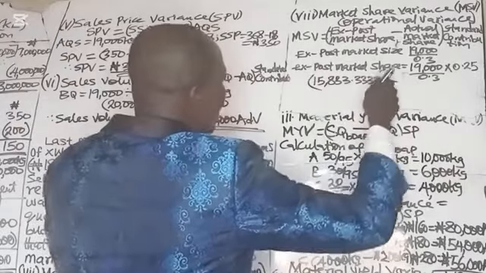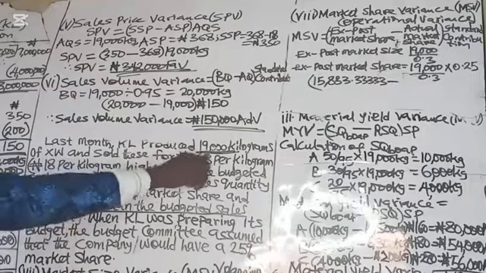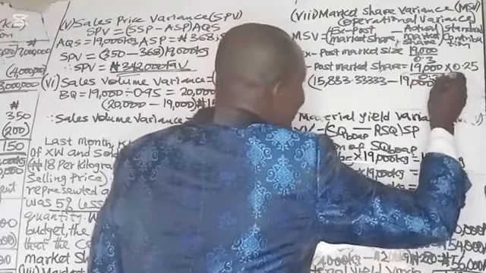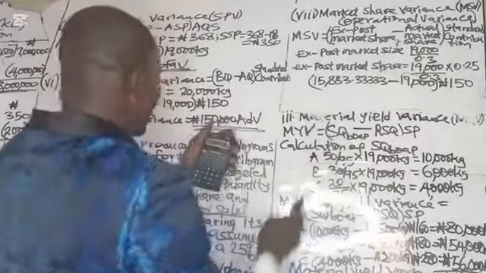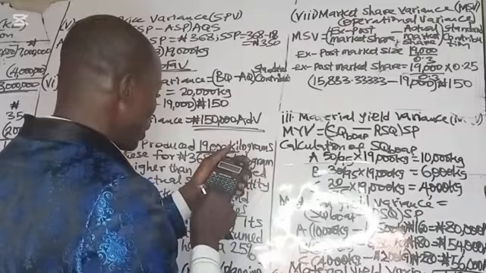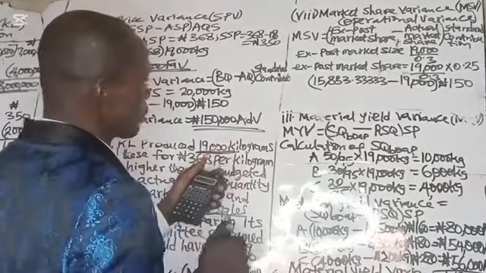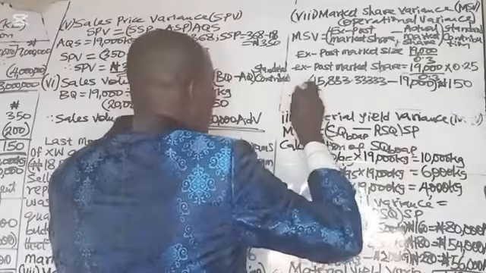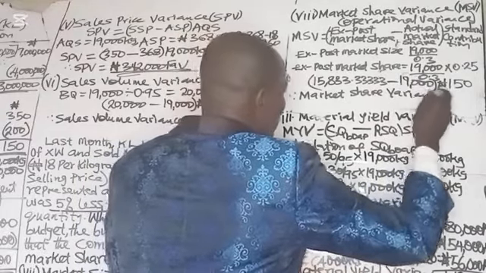Minus actual market share. The actual share of the market is 19,000, the actual quantity sold, times standard contribution. Our contribution, which has been calculated earlier, was 150. So 15,833.3333 minus 19,000, we have 3,166.66667 times 150. That gives us 475,000. Therefore, market share variance, we have 475,000.